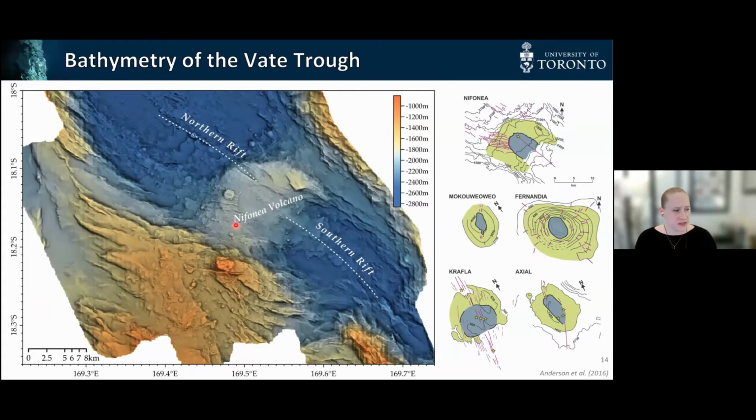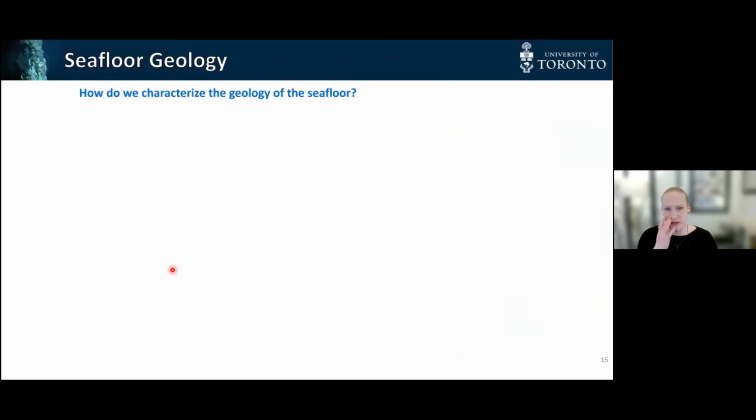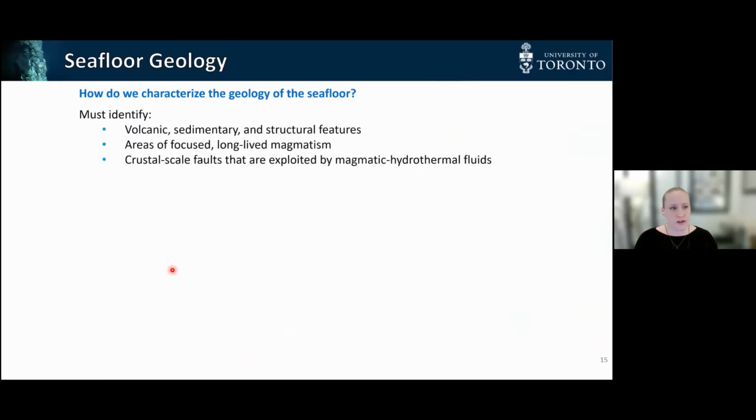So in order to understand this question, first we need to be able to characterize the geology of the seafloor and use some different tools at our disposal as geologists. So how do we start to do this? We need to be able to identify all the volcanic, sedimentary, and structural features, especially the structural features, areas of long-lived focused magmatism, and these crustal scale faults that are exploited by hydrothermal fluids.